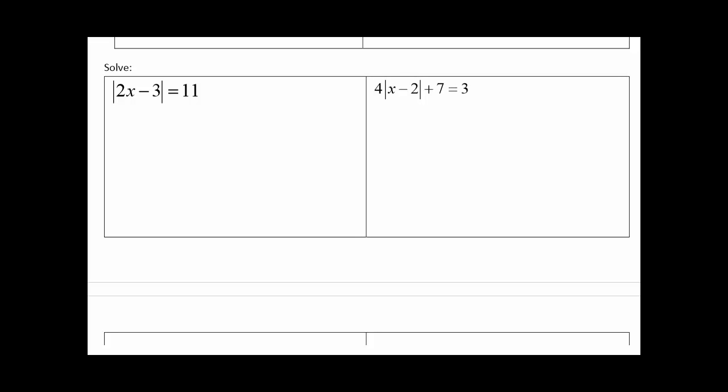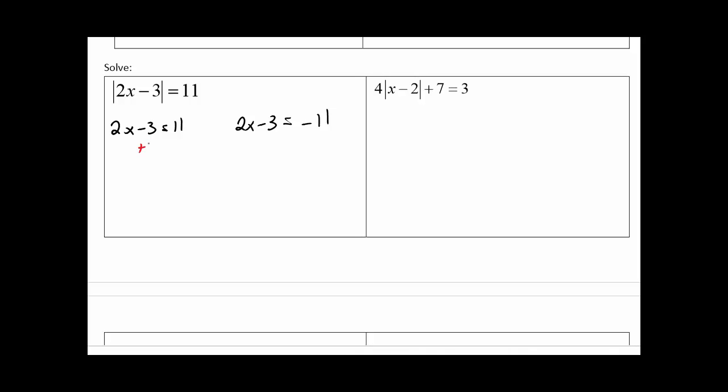Okay, so an illustration of those two rules. Here we've got the absolute value of 2x minus 3 equals 11. The absolute value is already isolated, and 11 is a positive number, so we're going to break it up into 2x minus 3 equals positive 11, and 2x minus 3 equals negative 11. So I'm going to break it up into two different equations and solve.